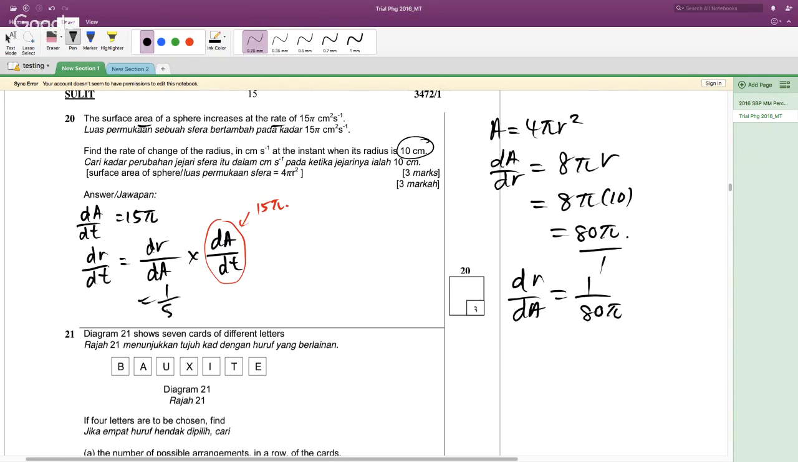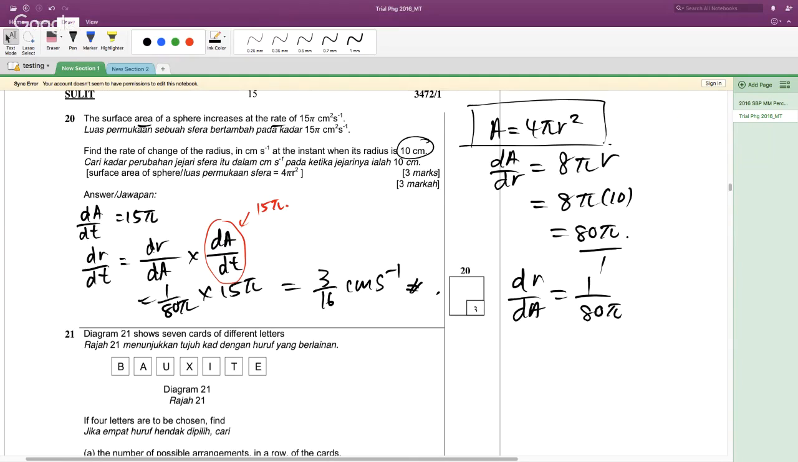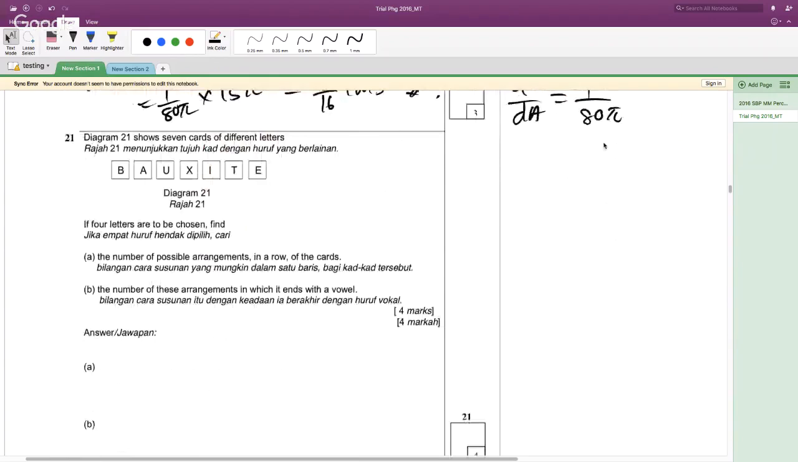So this one is 1 over 80 pi multiplied by 15 pi. So pi and pi simplify already. And then 15 divided by 80, you should get 3 over 16. If you want to write the unit, it is centimeter per second. Okay, so it shouldn't be too difficult if you actually understand what I'm saying. You just need to understand how to form the chain rule, and remember the area of the sphere, and then you differentiate it. Yeah, that's all.